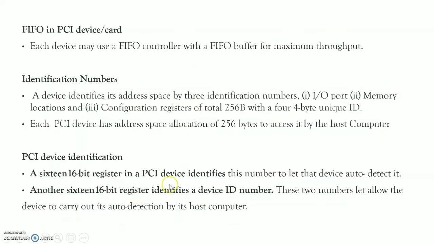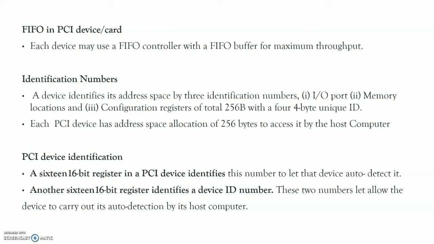So, there is a 16-bit register in the PCI device. PCI device identifies this number to let that device auto detect it. So there is a 16-bit register which is in the PCI bus. Okay, and this 16-bit register will help the device, whichever device is getting connected, for example, a LAN which is getting connected to the PCI bus, to identify the bus. Okay, that is one thing.